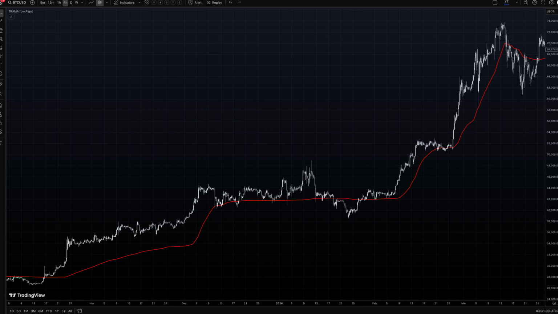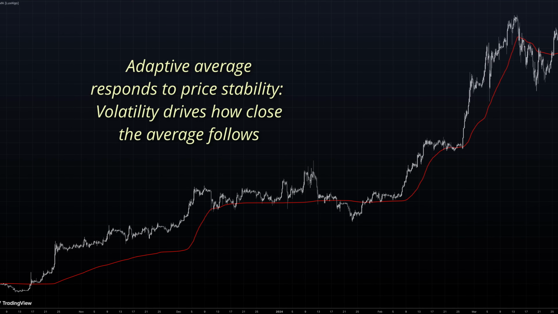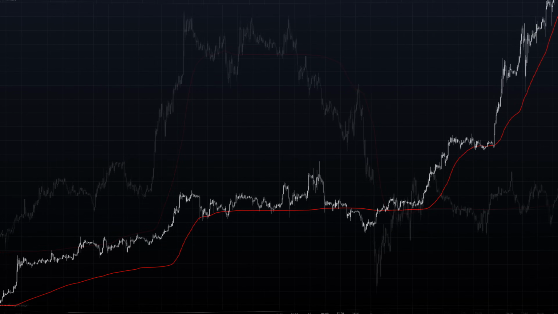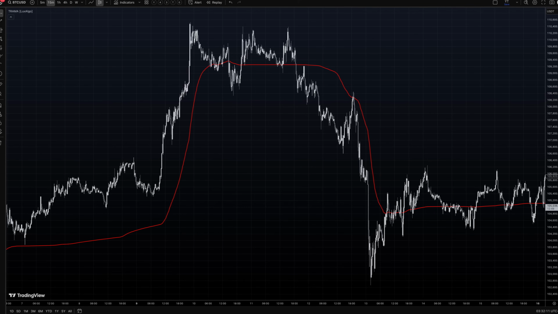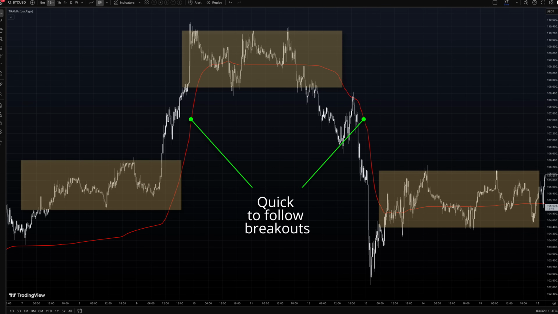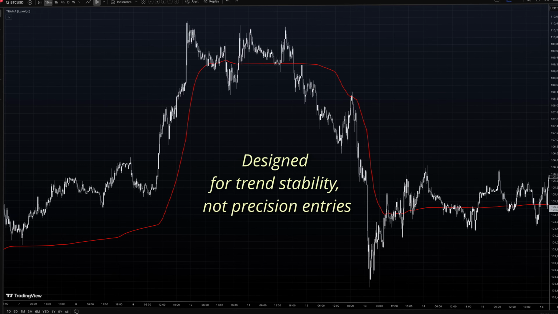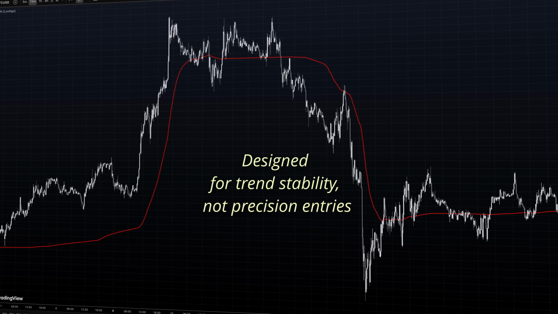This coefficient, squared for further smoothing control, is then used to adaptively pull the average closer or let it lag further, depending on current price action stability. TRAMA's primary use is trend following with enhanced noise filtering. In markets where sharp breakouts are followed by consolidation, this moving average adapts quickly during directional movement, but slows down during chop, reducing false signals.